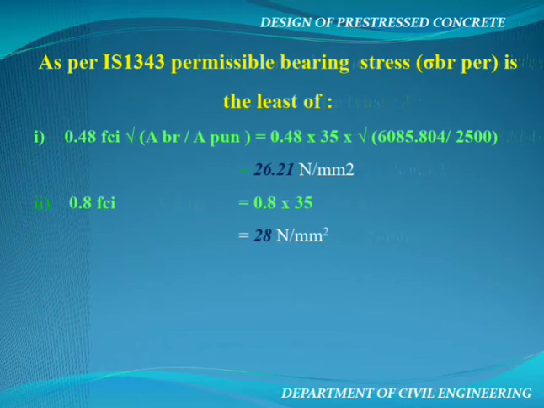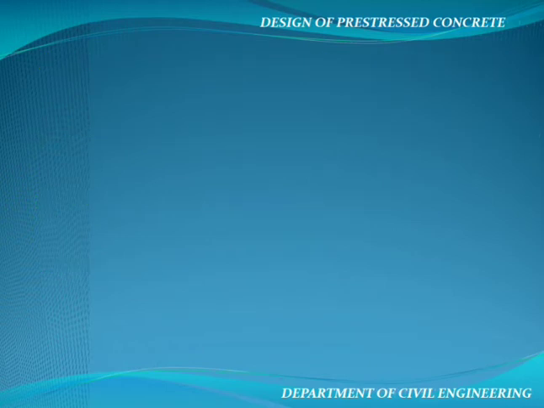Second is 0.8 times fci, which is 0.8 into 35, we get an answer of 28. Whereas our actual bearing pressure was 7.1. So of both the values, the least one is 26.21, which is comfortably greater than the actual bearing pressure. Hence we can say that the section is safe. So up to here, the problem which we solved was quite similar or the same as the previous examples.